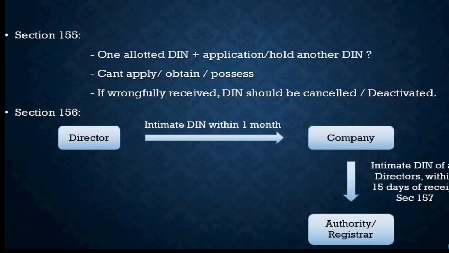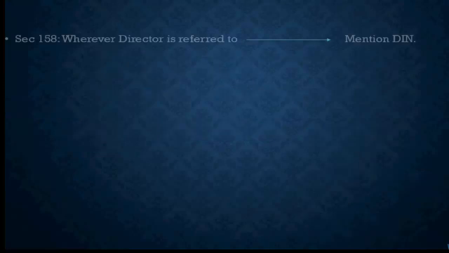And if the company fails to intimate the DIN to the registrar, then the company would attract a penalty, right? And that penalty for default would be for the company as well as for the officers in default, and they would combined pay a penalty of rupees 25,000, and that may extend to a maximum of rupees 1 lakh, right? Next is the provision of section 158.